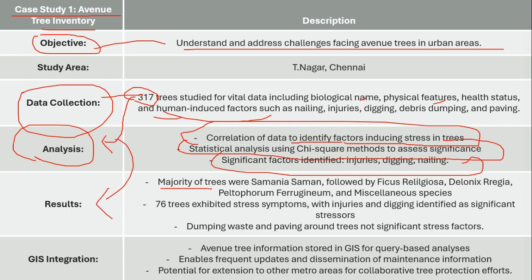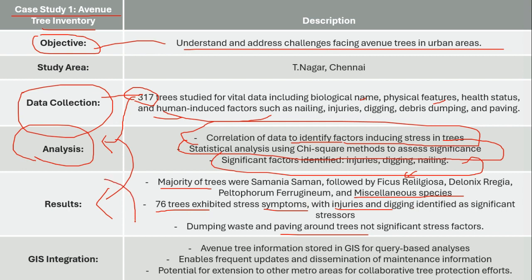The majority of trees in that area are Samanea saman, followed by Ficus religiosa, Delonix regia, Peltophorum pterocarpum, and miscellaneous species. These are some scientific names of trees that were available majorly in that area. So 76 trees exhibited stress symptoms, having injuries like digging identified as significant stress in that area. Dumping waste and paving around trees are not significant stress factors. So the major stress factor after the analysis is digging.